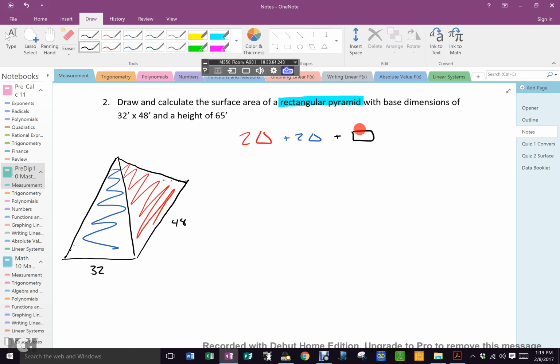So you guys are smart kids. What is the area of a triangle? Who remembers the formula? If you don't remember it, you can always check on your sheet. Base times height divided by 2, right?